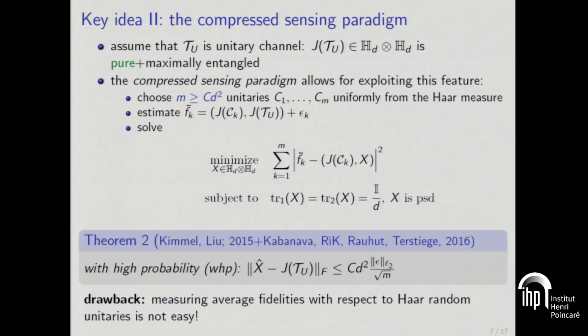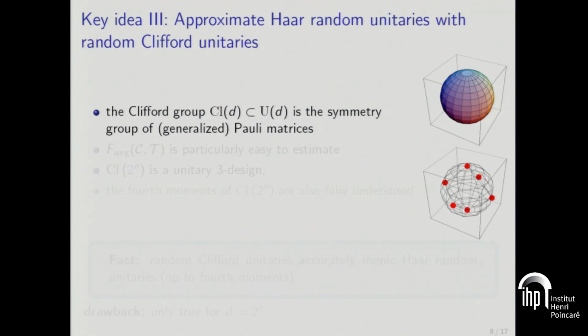So this is a nice theoretical result, but it's not the end of the story, arguably, because the measurements are not practical. So we need a third key idea to somehow get away from Haar random unitaries to something that is more structured and actually can be implemented. And this is the key idea number 3. It means approximating Haar random unitaries by unitaries chosen at random from the Clifford group.